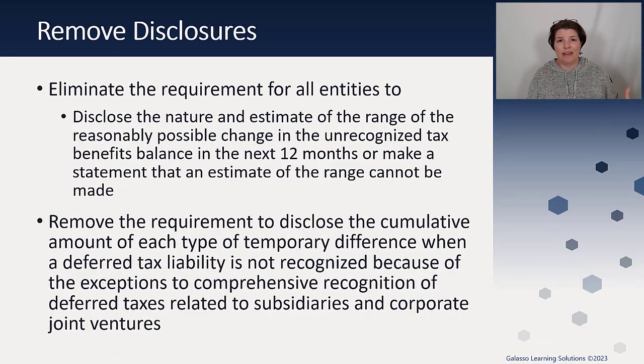However, while this is a lot of obviously information around new disclosures, they do remove two existing disclosures. They eliminate the requirement that all entities currently have to disclose the nature and estimate of the range of the reasonably possible change in the unrecognized tax benefits for the next 12 months. Again, that is a very forward-looking concept. They also remove the requirement to disclose the cumulative amount of each type of temporary difference when a deferred tax liability is not recognized. And there are exceptions to why we don't recognize them. In this scenario, it's related to corporate joint ventures and subsidiaries. So again, these are current disclosures that are being removed, and obviously a better disaggregation is taking place.